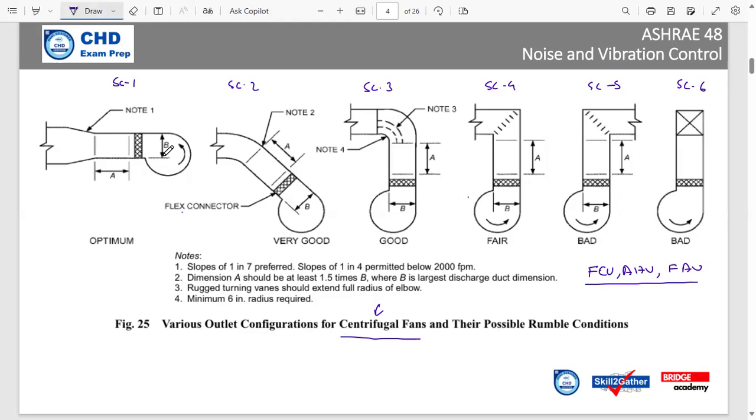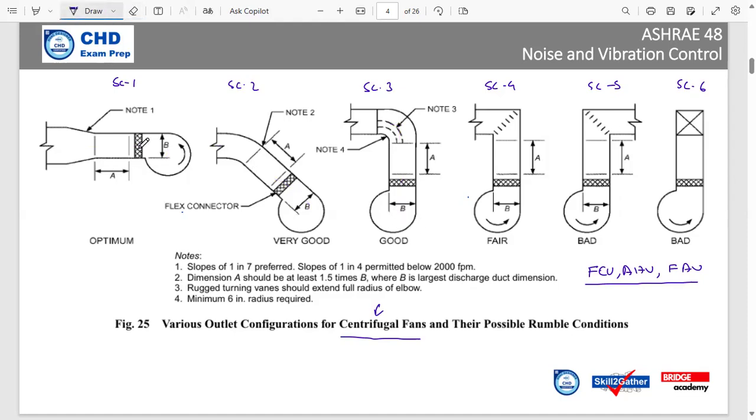Here in this scenario, the centrifugal fan is throwing the air in a horizontal direction. And scenario number 2, which is a very good connection, is where the centrifugal fan is throwing the air at an angle. And in scenario number 3, the centrifugal fan is throwing the air in an upward motion, and we are going to have a 90-degree elbow here. Okay, let's talk about these first 3 scenarios.